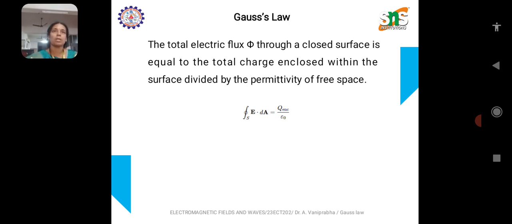Epsilon naught is the permittivity of free space, which holds the value 8.854 times 10 power minus 12 coulombs per meter square.